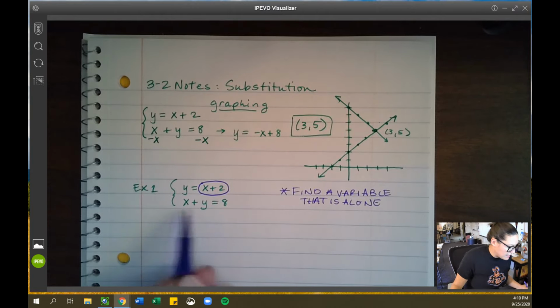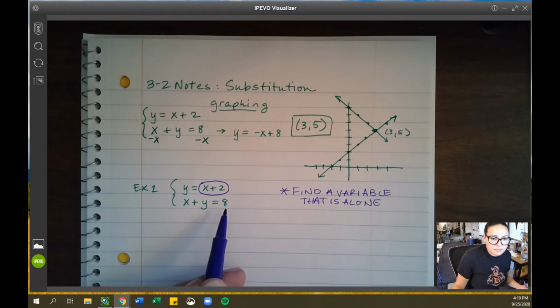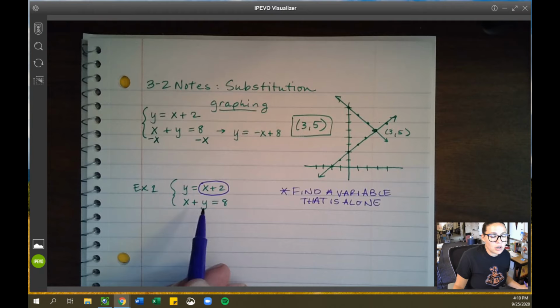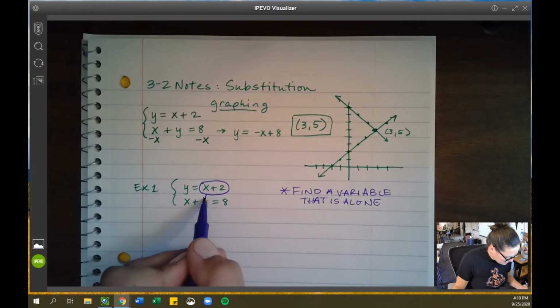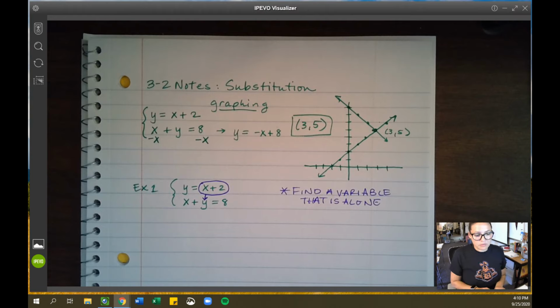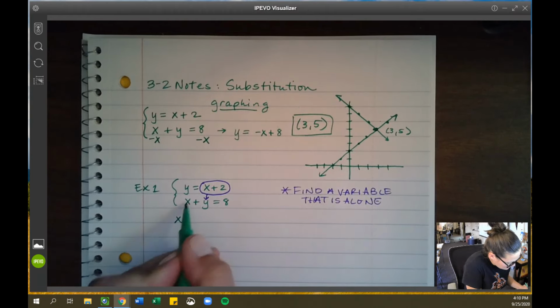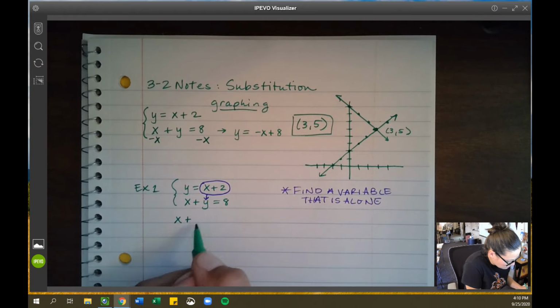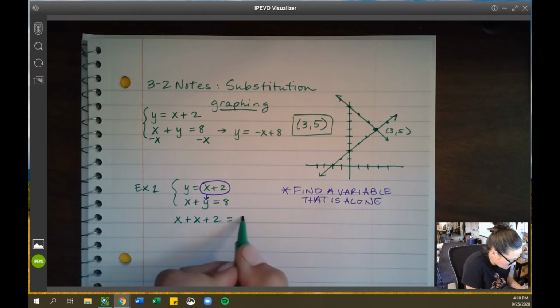So I want you to look at this second equation. We have x plus y equals 8. Well, instead of writing a y here, I have something else that can go in its place. Now look at the first equation. We know that y is equal to x plus 2. So instead of writing a y here, I can write an x plus 2. So this is what it's going to look like now. I'm going to have x plus, instead of y, we're going to have x plus 2.